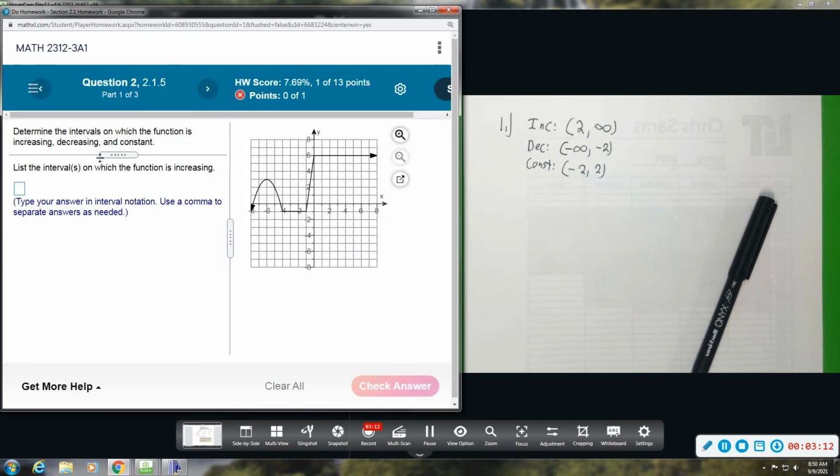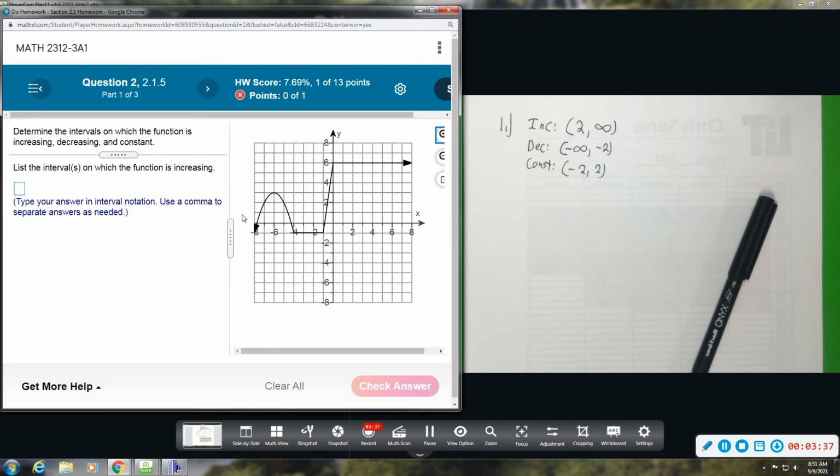Okay, so we're going to do the same thing here on question number 2. We want to list intervals on which the function is increasing. So going up. Where's this graph going up? Well, there's a part right here going up, and then there's another part right here going up. So there's 2 parts, and it says use a comma to separate answers as needed. So since we have 2 separate parts, we're going to have to use a comma.